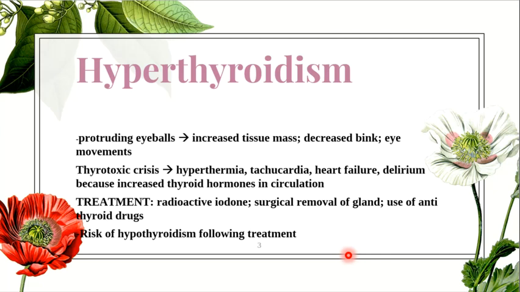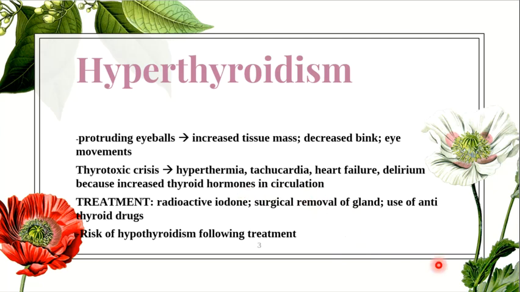Okay, the thyrotoxic crisis can be there. What is thyrotoxic crisis? There will be hyperthermia. Remember, thyroxine also regulates the body temperature, so there will be hyperthermia, tachycardia, heart failure, delirium, because increased thyroid hormones are in the circulation. So as we discussed earlier, they affect the nervous system, they affect the body temperature, the heart, and everything can go haywire.